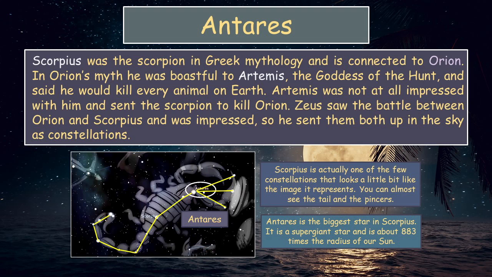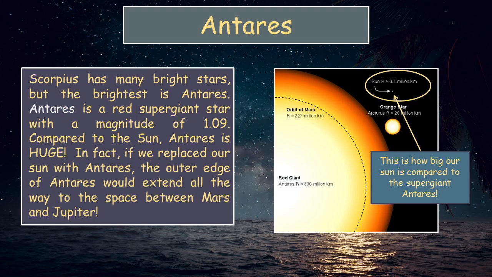Scorpius is actually one of the few constellations that looks a little bit like the image it represents. You can almost see the tail and the pincers. Antares is the biggest star in Scorpius. It is a supergiant star and is about 883 times the radius of our Sun. Scorpius has many bright stars, but the brightest is Antares. Antares is a red supergiant star with a magnitude of 1.09.